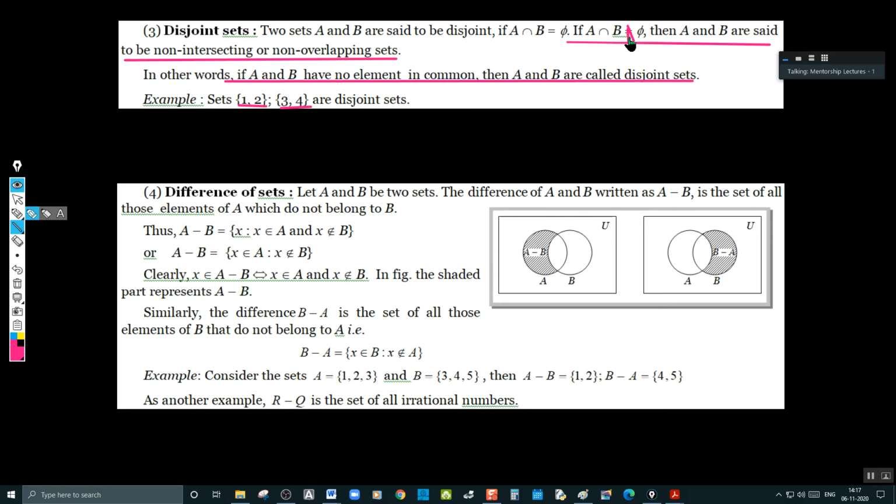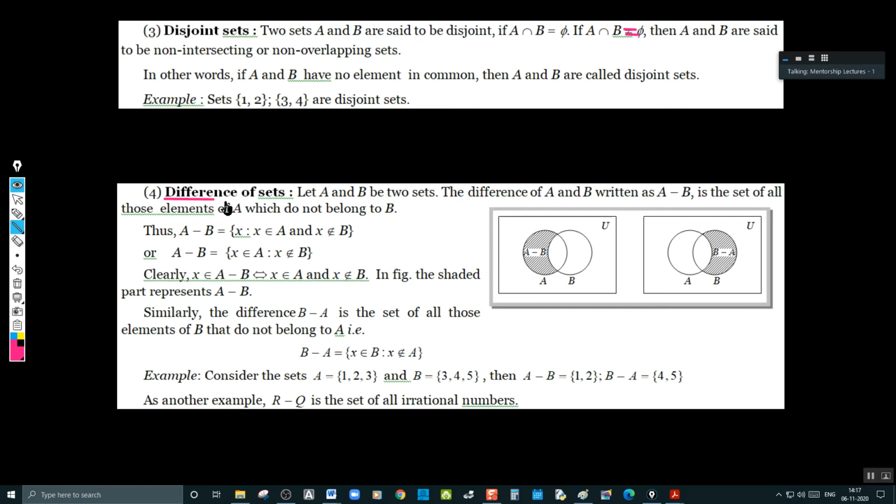This is not equal to. That is nothing but equal to. This is equal to. That means they are non-intersecting, non-overlapping. That's why I have drawn two circles non-intersecting. But in this case, now, next, difference of sets, please.